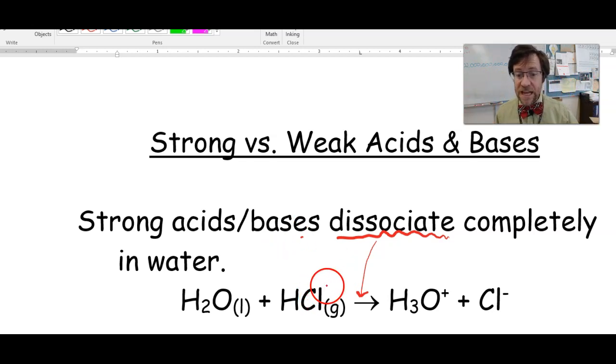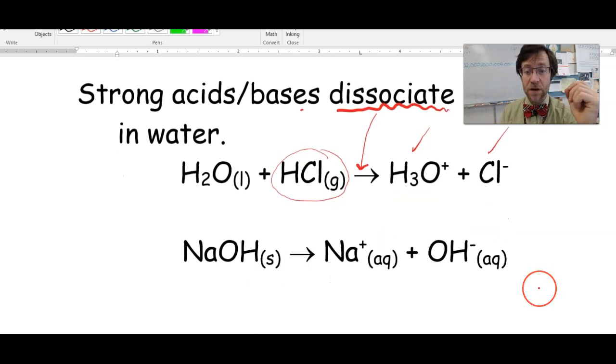So when we take HCl and we dissolve it in water, this stuff dissociates into the hydronium ion and the chloride ion, and they stay ions. That's it. They break up. Done. Over. That is what it means to dissociate, to permanently break apart.